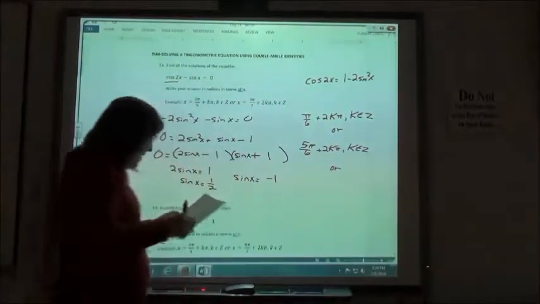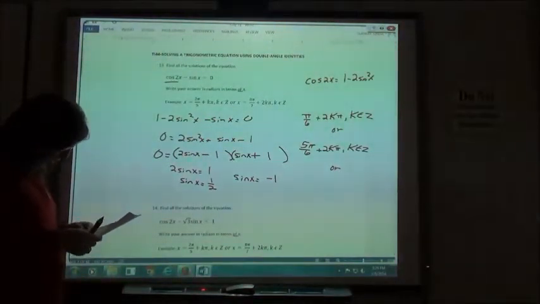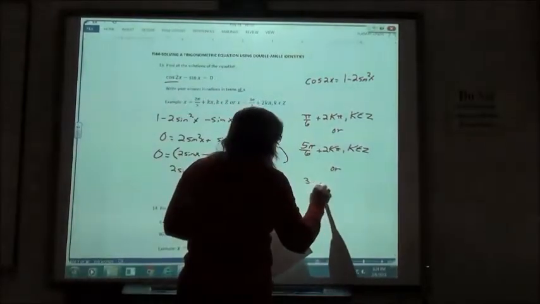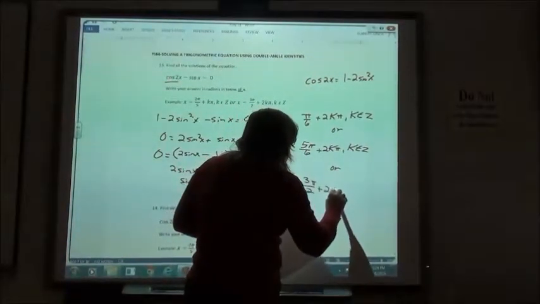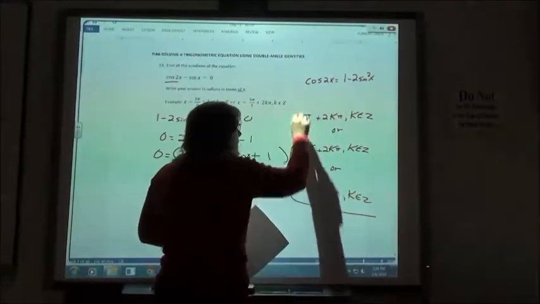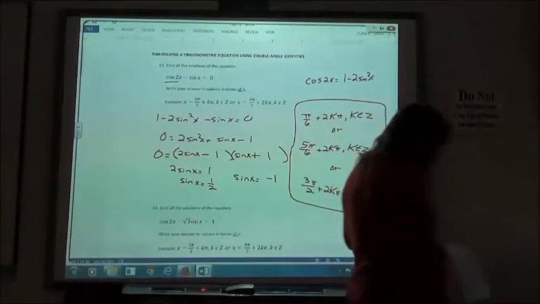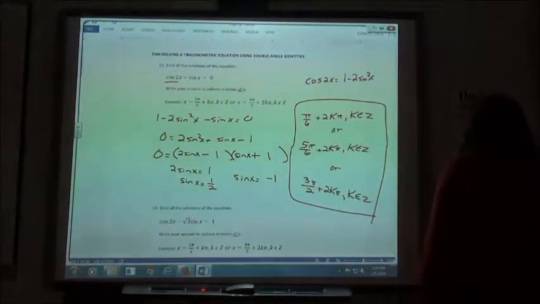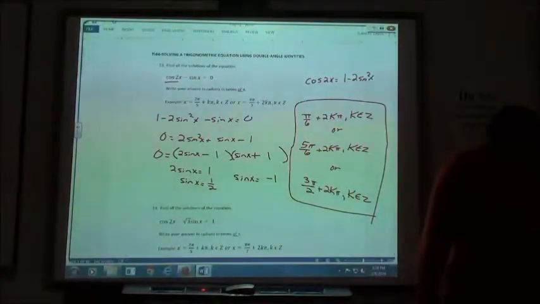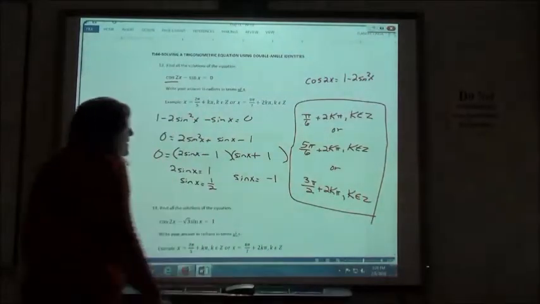5 pi over 6 plus 2k pi, with k being an element of z. Or sine of x equals -1. Sine of x equals -1, we only have one answer there, 3 pi over 2. So 3 pi over 2 plus 2k pi, with k being an element of z. So those are our answers, keeping in mind that we were doing the sign, so that we had 2k pi over there, pi over 6 plus 2k pi, 5 pi over 6 plus 2k pi, or for the -1, 3 pi over 2 plus 2k pi, and of course k being an element of z.